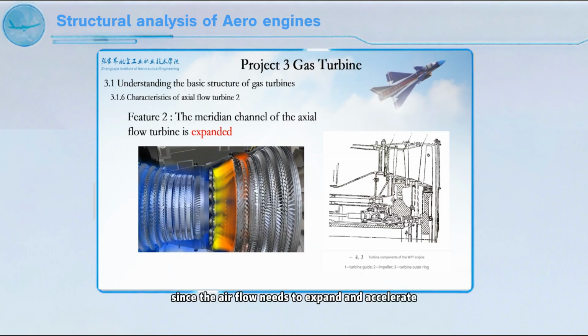Since the airflow needs to expand and accelerate inside the turbine, it has greater kinetic energy to impact the turbine blades. In order to expand the airflow, the expansion volume of the airflow will become larger, so the meridian channel of the turbine must be made expanded.